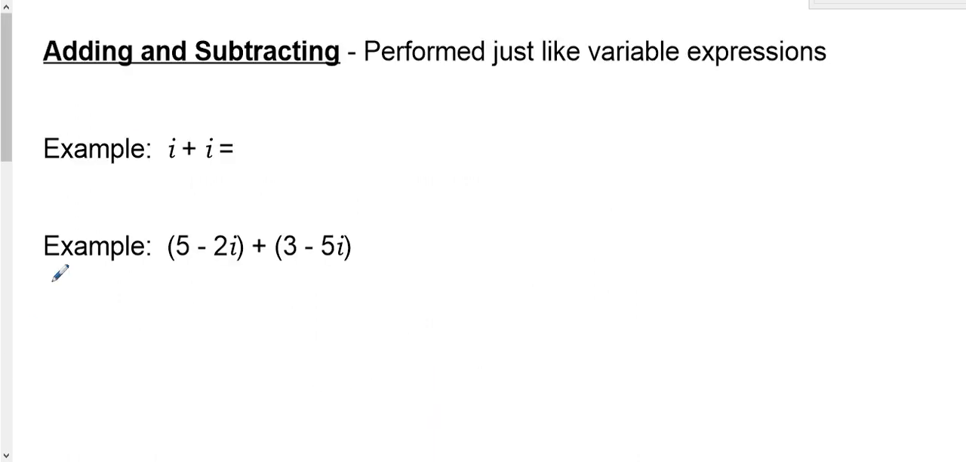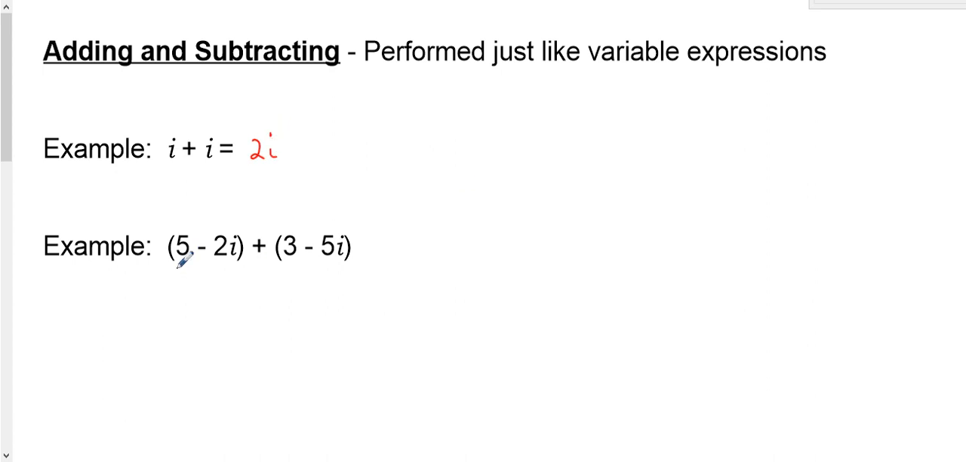All right, we're going to be adding and subtracting with the complex numbers and also multiplying. So first, we're going to cover adding and subtracting. And when we do adding and subtracting, we are performing our operations just like we would with variable expressions. So if I have i plus i, that is simply 2i.